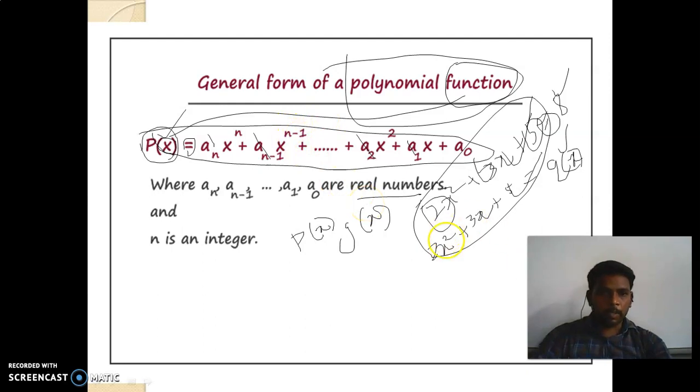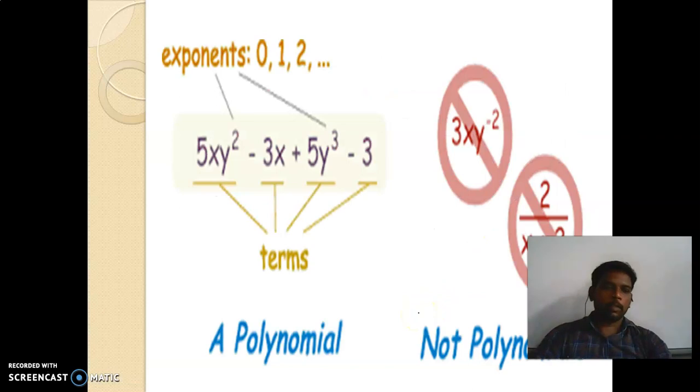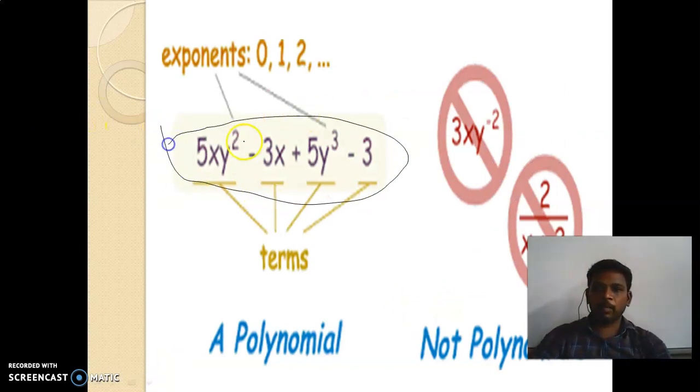What about here? Here 2, here 1, here 0, right? So the powers are whole numbers only, therefore it is a polynomial. So look at this example: 5x y square minus 3x plus 5y cube minus 3. It is an expression. We can define this as p of, how many variables are involved here? x and y. So p of x comma y, we can represent it like this.